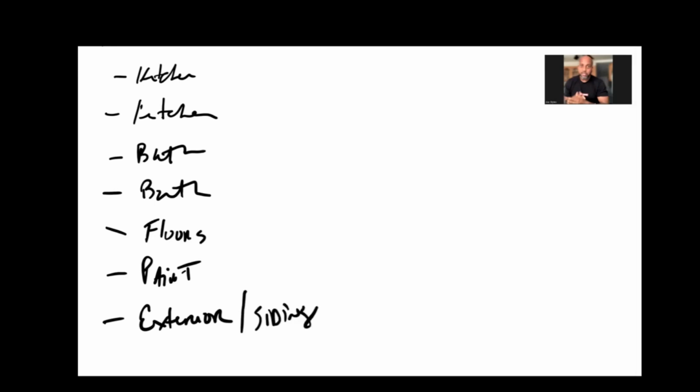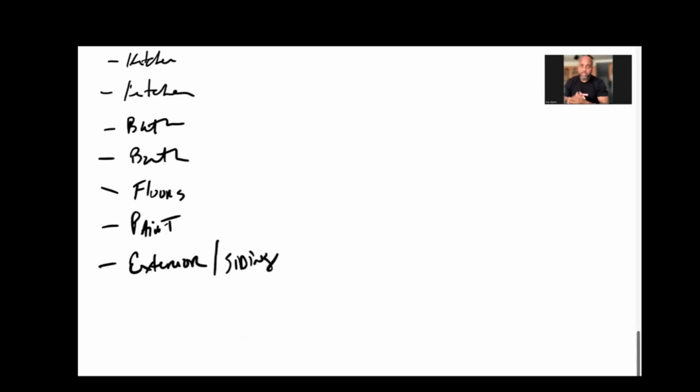Well, there is some unevenness in the driveway on the concrete. But yeah. All right, so repairs, we got kitchen, bath, floors, paint, exterior siding, driveway. Let's get some numbers for this, and then we could kind of figure out the repairs.